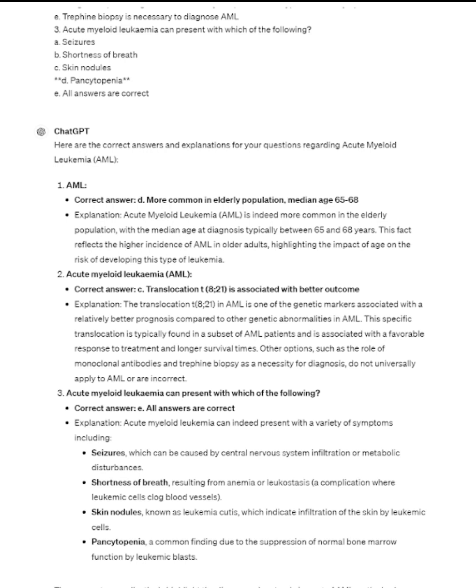2. Acute myeloid leukemia, AML. Correct answer, C. Translocation 8;21 is associated with better outcome. Explanation.